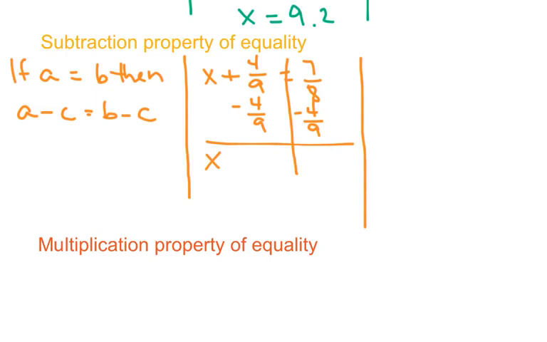And now let's work on 7/8 minus 4/9. We have to get a common denominator. Remember, the denominator is the number on the bottom. 8 and 9 have a common denominator of 72. So let's change those so that they have denominators of 72.